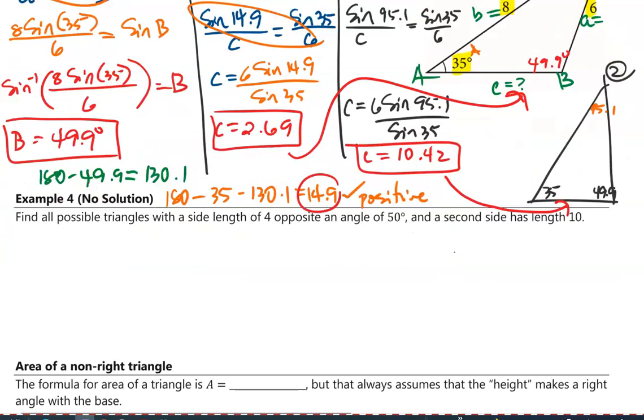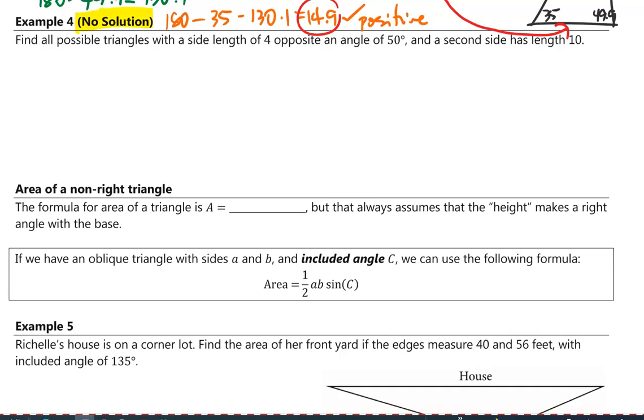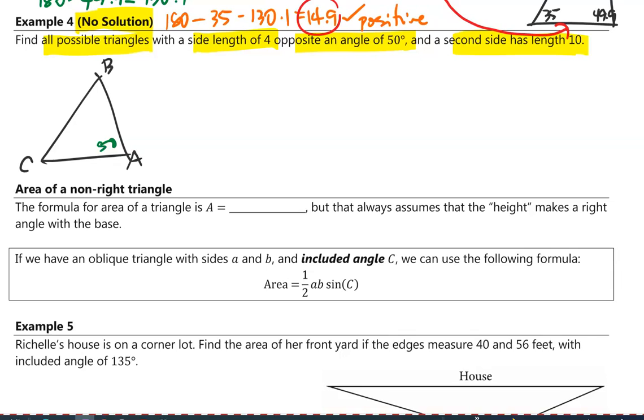Next, example number 4, this time with no solution. Find all possible triangles with the side length of 4 opposite an angle of 50 degrees and the second side length 10. So this is our triangle with the angles A, B, and C. Let's use the first one, angle 50 degrees, and opposite is side length 4, which is your side A, and the second side has length of 10, so let's use that with B is equal to 10.